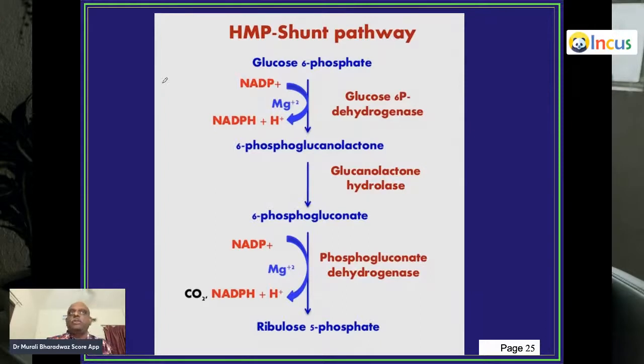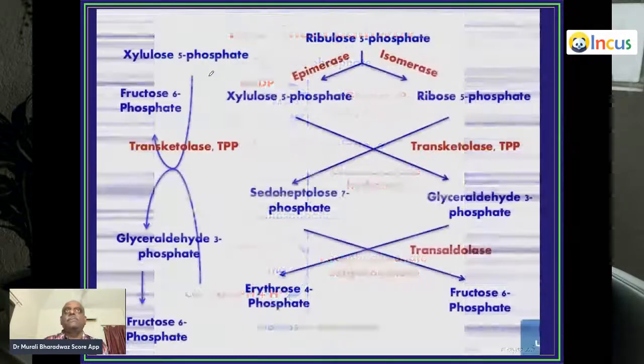Now, doctor, HMP shunt pathway. Typically, it is also called pentose phosphate pathway. All right. So, glucose 6-phosphate becomes 6-phosphogluconolactone, which becomes 6-phosphogluconate. From that comes the ribulose 5-phosphate. In every step, NADPH is produced. When the glucose 6-phosphate becomes 6-phosphogluconolactone, NADPH is produced. Phosphogluconate to ribulose 5-phosphate, once more NADPH is formed. This is what you need to remember. So 2 NADPHs are formed.